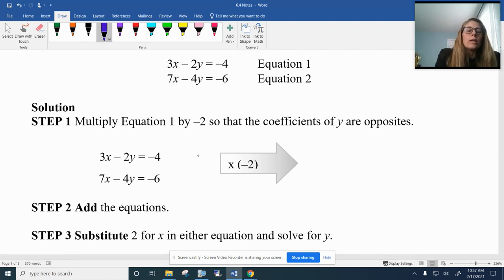So is it possible that 3 goes into 7 a certain amount of times? Maybe I can just make that 3 into a -7. Or what about the 2? Does the 2 go into 4? Maybe I can just make that a 4. So we notice that 3 does not go into 7 evenly, but 2 does go into 4 evenly.